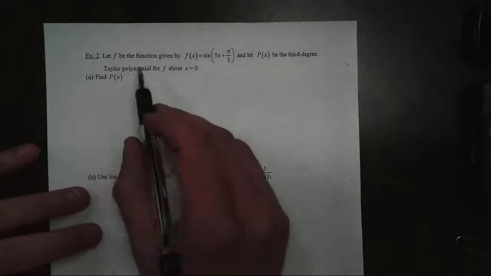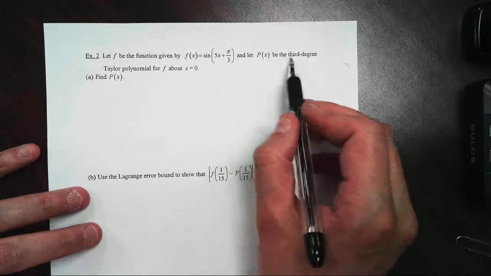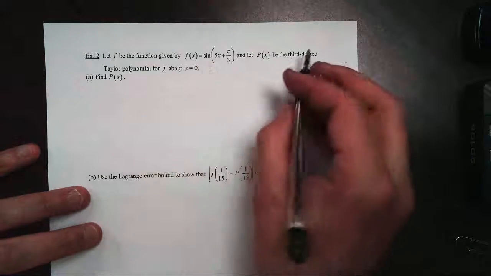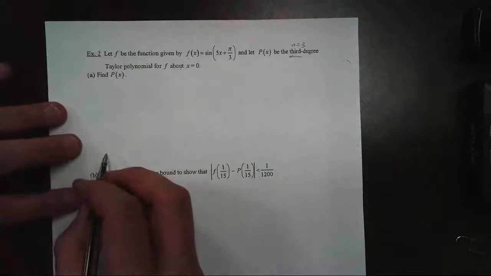Lagrange. Now, we have this function here, f of x equals sine of 5x plus pi over 3, and we want to write a third degree polynomial to approximate about x equals 0. So n is equal to 3 here, so we know we're going to take 3 derivatives.